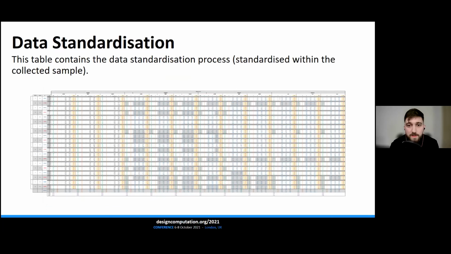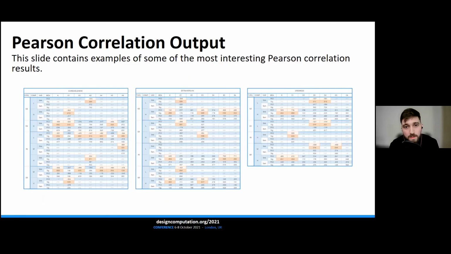So using Excel, I created a table to standardize the data within the collected sample, while the personality data was standardized within a UK population sample. Since there were many variables to go through, the data was firstly run through multiple Pearson correlations, which gave me the initial results. This operation was generated using IBM SPSS.